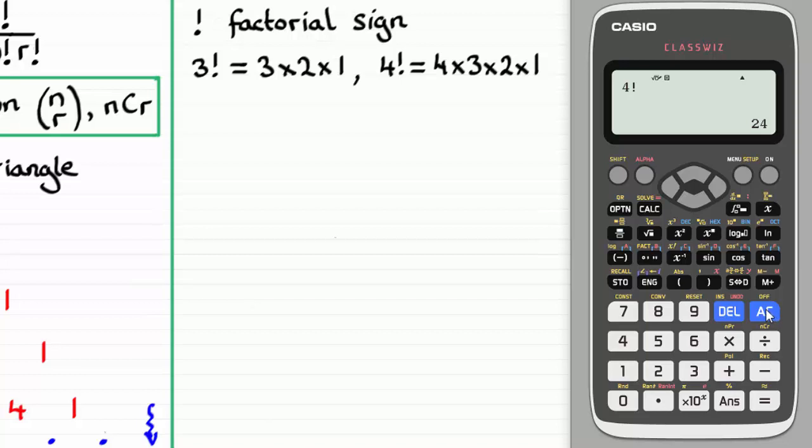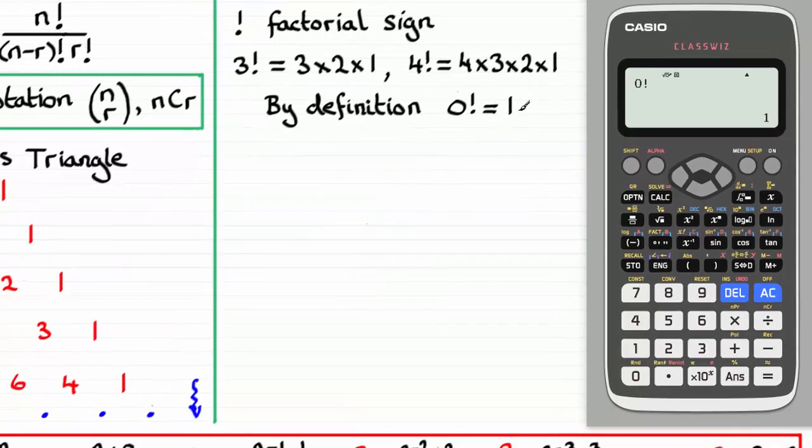Now there's one special factorial I want to show you, and that is 0 factorial. And if I type 0 into the calculator here and work out the factorial, you might be thinking, well, is it 0? Well, if I press equals, it turns out to be 1. And we define 0 factorial by definition as being 1. It's not 0. And this is something I'll be demonstrating later on in this section.